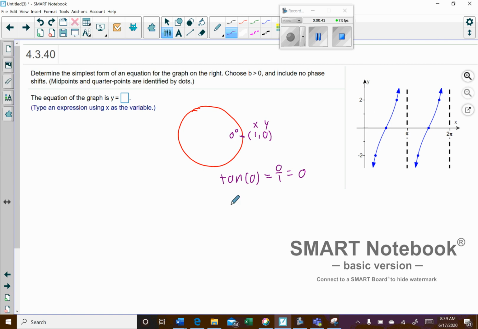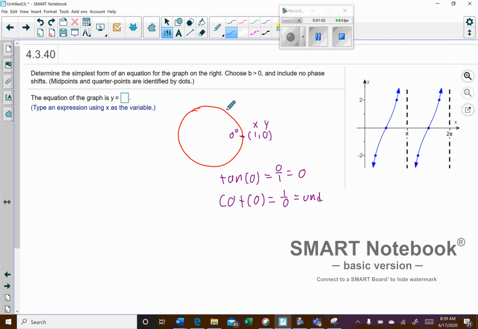Okay, so let's see, cotangent of 0 degrees is going to be x over y, so it's going to be 1 divided by 0, which is undefined, and that creates your asymptote right there. You have an asymptote right there, the y-axis.